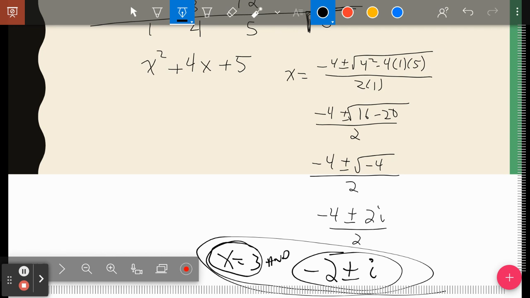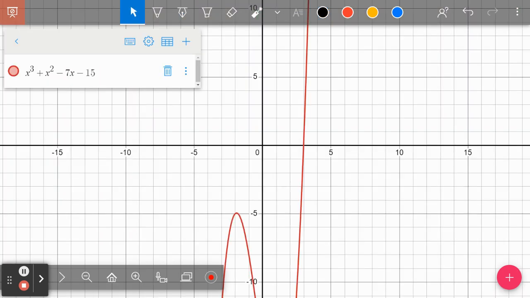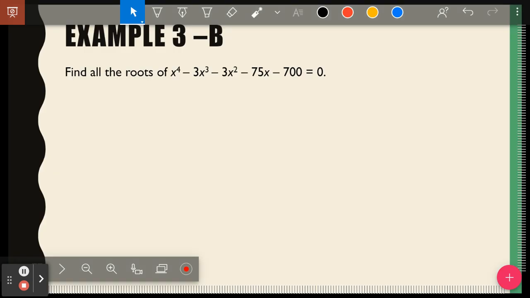One last example for today. Crazy problem here. 1, 2, 3, 4, 5 parts: 4, 3, 2, 1, 0. No placeholders. No greatest common factor. It's an odd number of terms, so I can't do grouping. And so the only thing I've got to do is take it and plug it into a calculator.